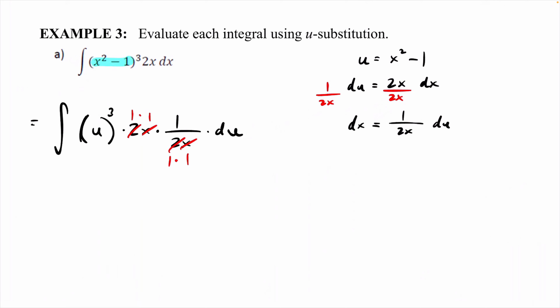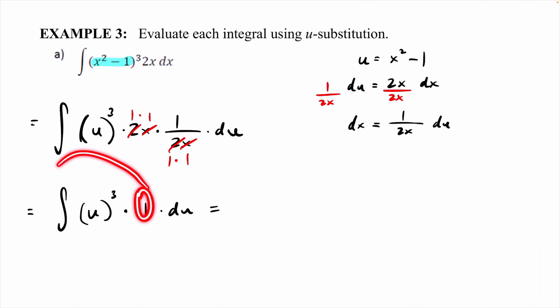Okay, so let me rewrite what I got. So I have u cubed times 1 du. The 1 you can move in front, or you don't even need to write it. It's not going to affect anything at all. So you can take that 1 and move it to the front, or you don't have to write it at all. So it's not going to affect the problem.